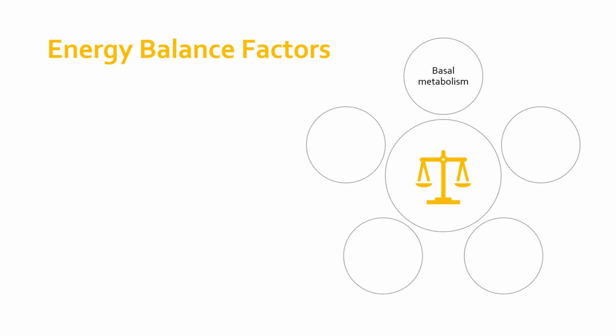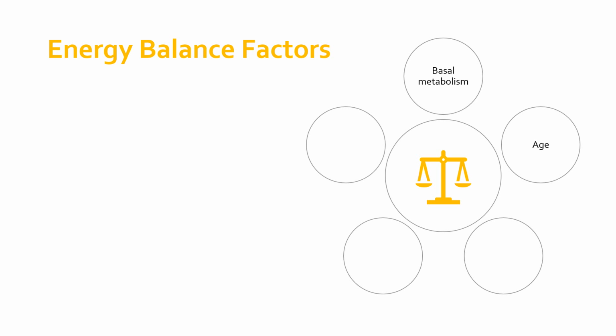The first thing would be basal metabolism. As I've already mentioned, basal metabolism is the amount of energy expended just to keep you alive. So whilst you're awake, not consuming food, not digesting food, the amount of energy that you're using at that point is your basal metabolism. And it differs depending on your size, your muscle mass, and various different factors. It also depends on your age.